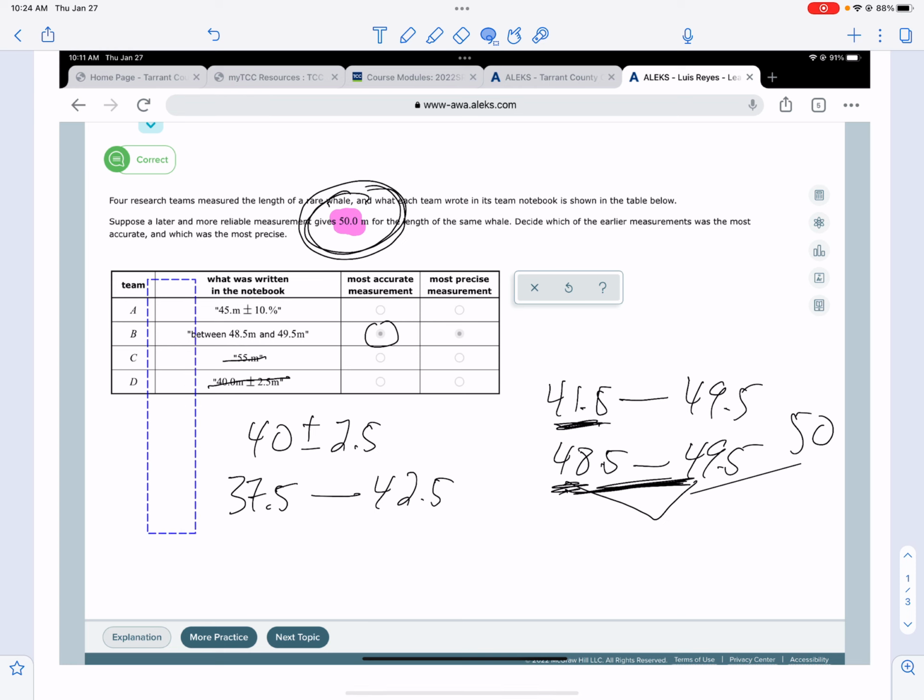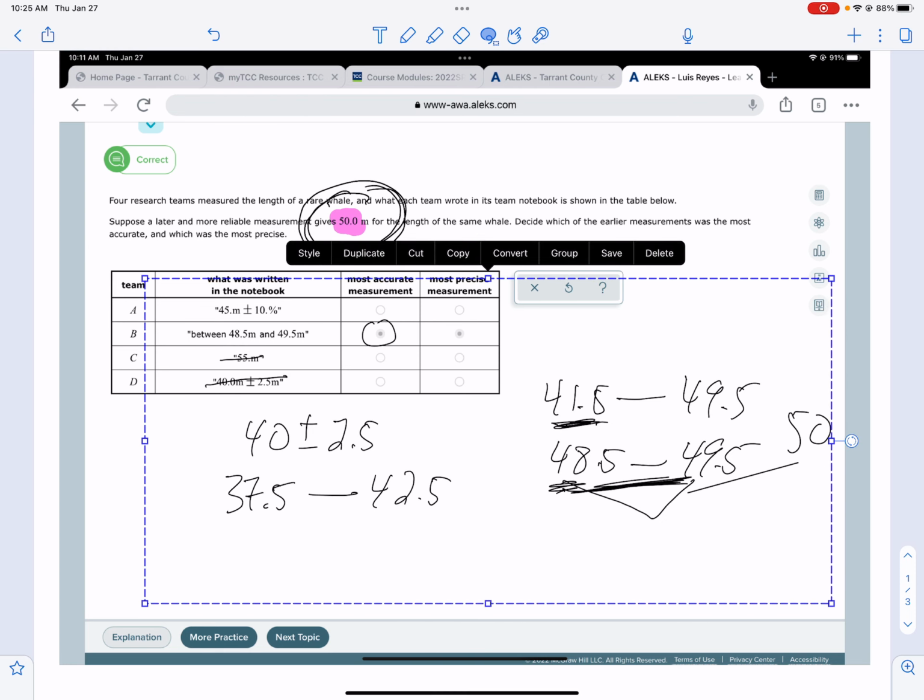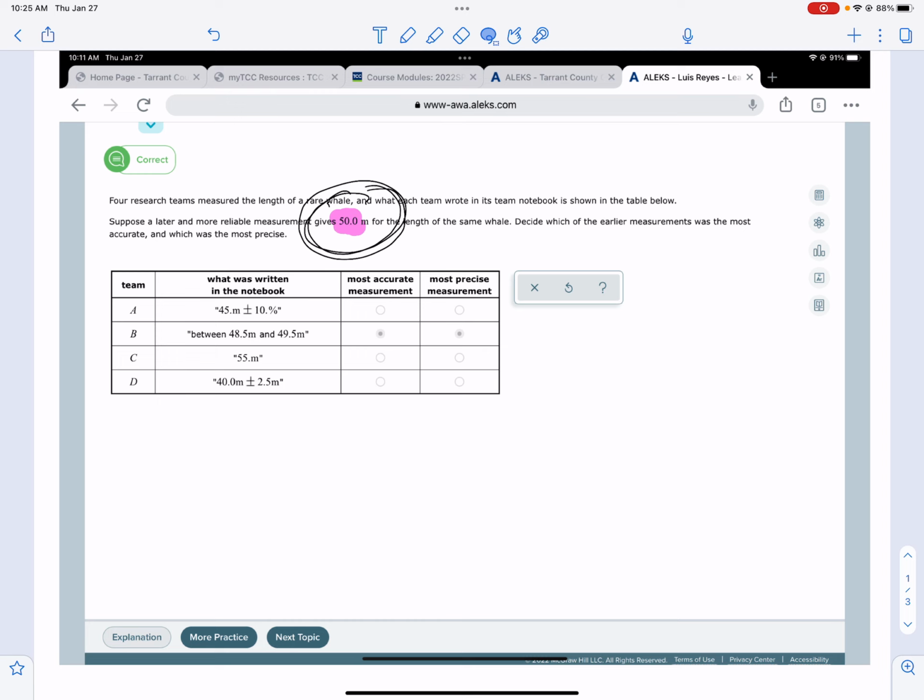What about the precision? The precision is how big the plus or minus is. On the first one, be really careful because this is a percentage. Once more, to know the plus or minus for A, it is going to be the percentage, 10%, 0.10 times 45, which is plus or minus 4.5.